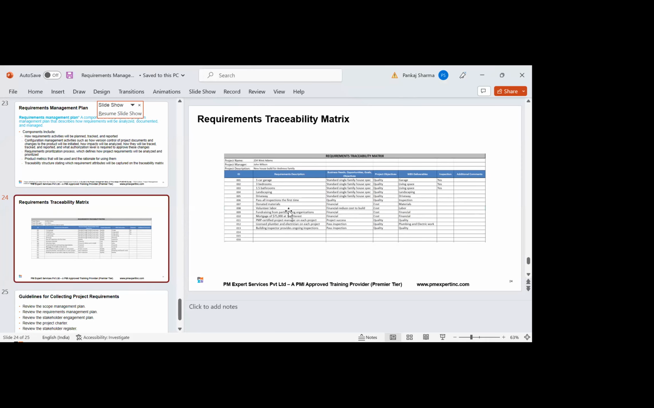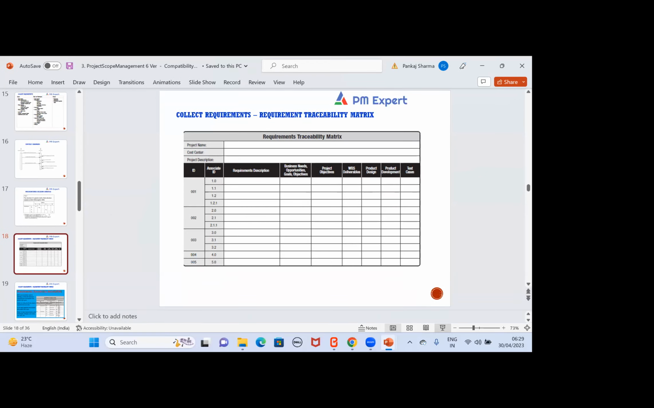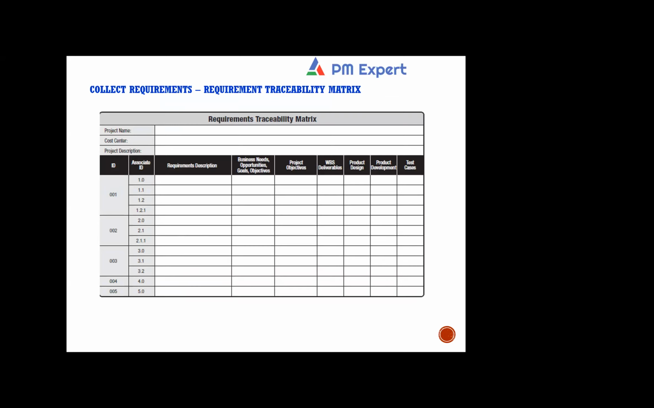Because this is one kind of format. You can have any format. The purpose is to manage requirements. Let me show you some other formats of requirement traceability as well. Now, this is a very elaborate one. This is also a requirement traceability matrix. Now, look at this carefully.